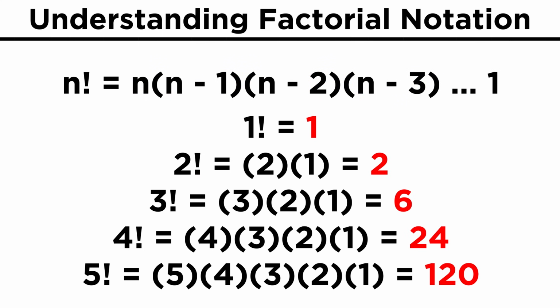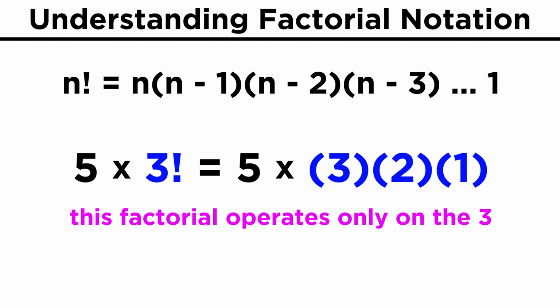For example, let's list the values of n factorial for the first few natural numbers. We can see that in each case, we start with the number we are evaluating and multiply it by every single smaller positive integer in descending order. Factorials are similar to exponents in that they only operate on the number they directly follow. This is an important concept to understand, as we will frequently see factorials in sequences.